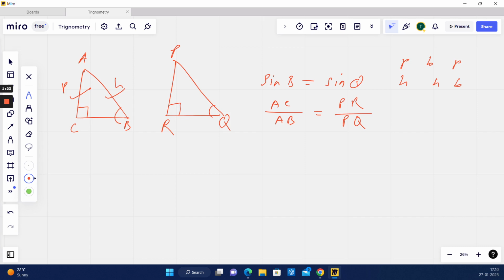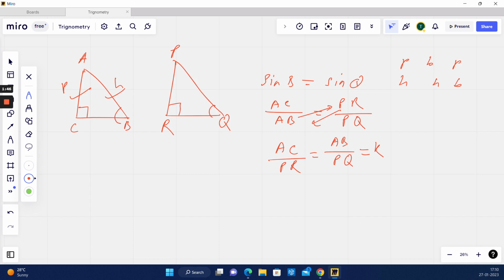Now let's interchange the position. AC by PR, I just brought it here and took it here, equal to AB by PQ. Say this entire thing is K.